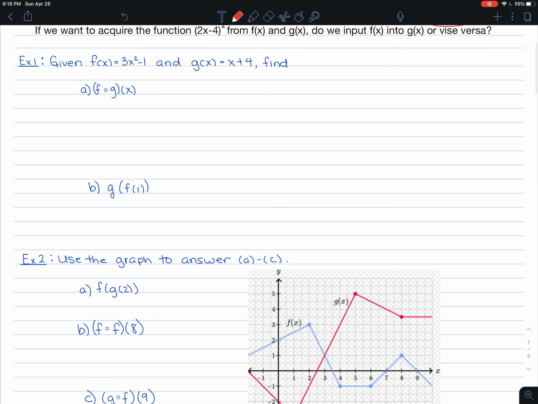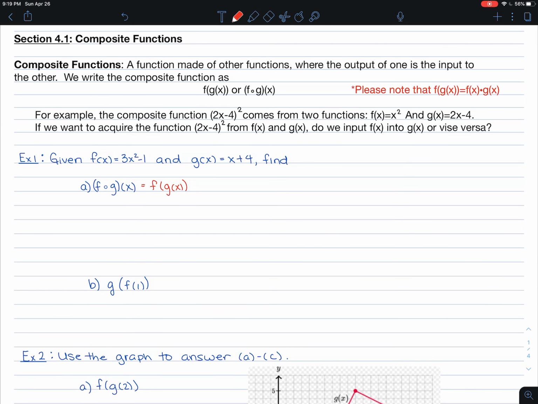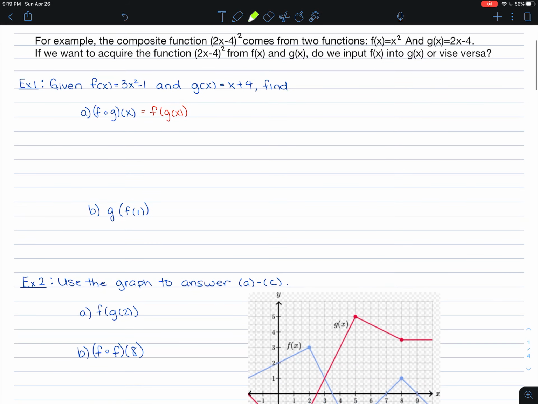Given f of x equals 3x squared minus 1 and g of x equals x plus 4, find f of g of x. First, I want you to note that we could write f of g of x in another format. It actually makes it a lot easier to see this way. This is coming from above, where I said f of g of x can be written in two different forms.